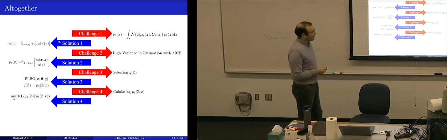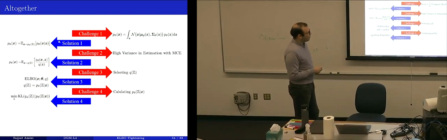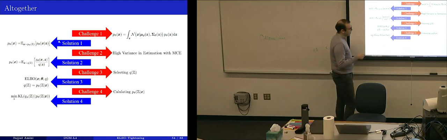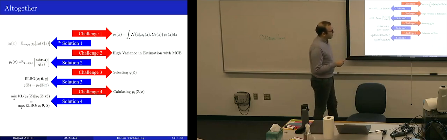To solve this challenge, we see that our objective is to design Q such that we can minimize the KL distance between Q and your model posterior over latent given observed data. But the problem is that this posterior is not tractable. So we see that if we maximize ELBO with respect to the parameters of the distribution Q, then it's equivalent to minimizing the KL divergence between Q and the model posterior.